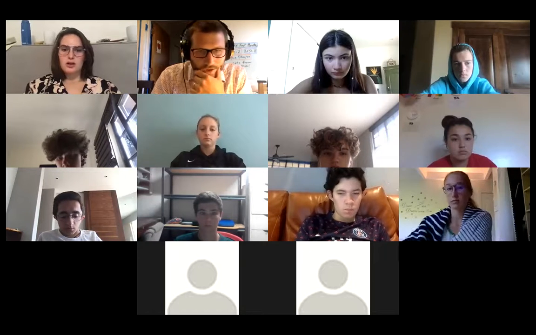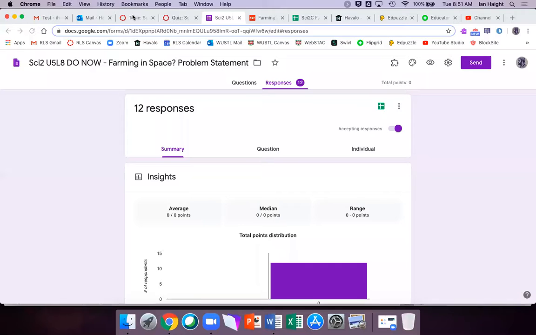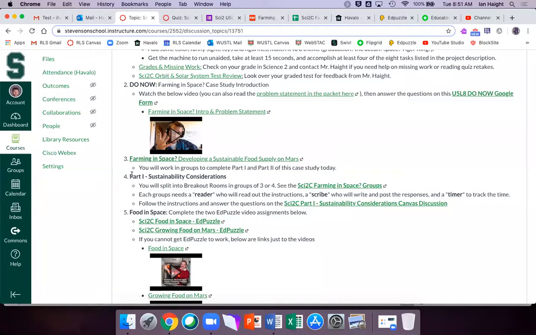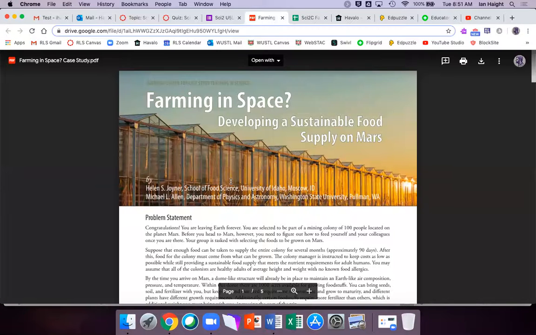Okay. Again, I'm going to share my screen here just for a brief while to walk you through the next few parts. The next one, number 3, right there, Farming in Space, Developing a Sustainable Food Supply on Mars. That is a link directly to the PDF this is based on. I encourage you, this is what it looks like, Farming in Space, Developing a Sustainable Food Supply on Mars.